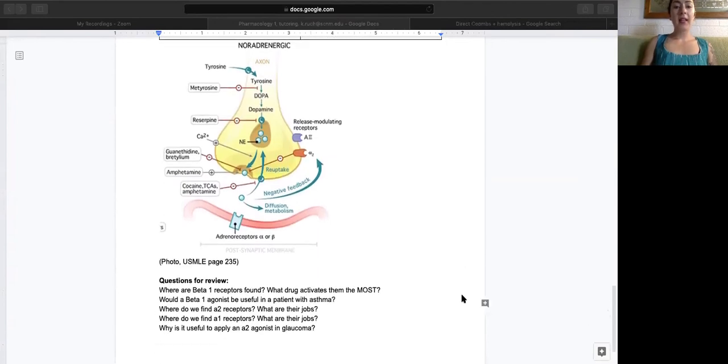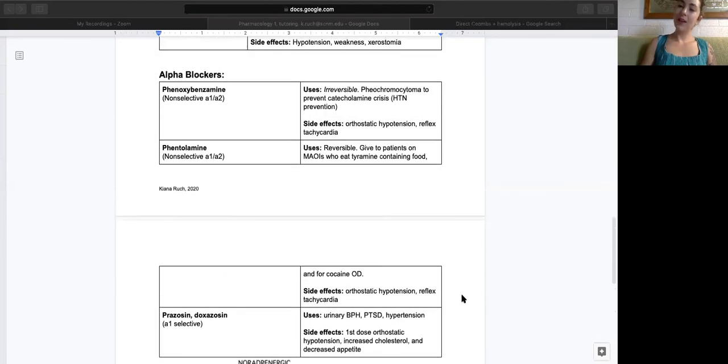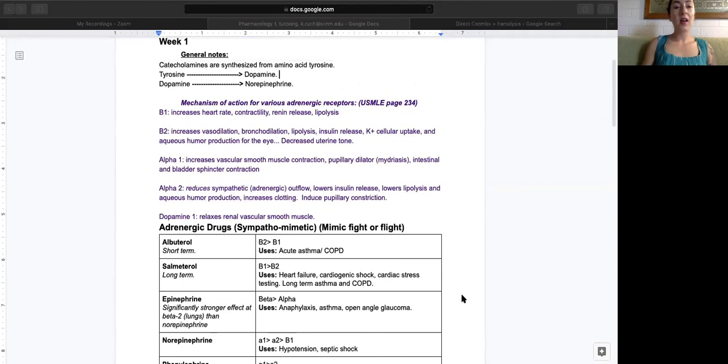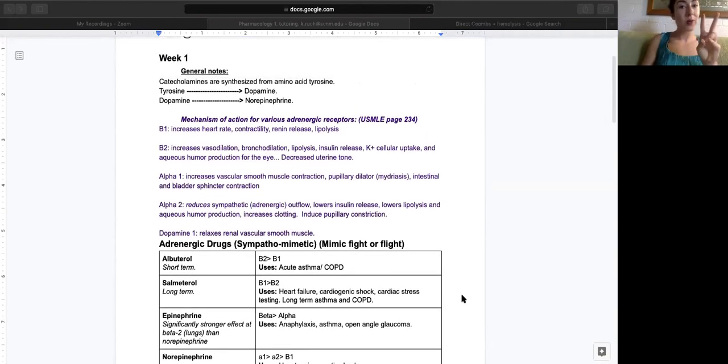Would a beta-1 agonist be useful in a patient with asthma? Maybe. Probably not, though. Why? Because the lungs have beta-2. Remember? 2 lungs. So a beta-2 agonist would be more useful in asthma. So something like albuterol could be used in an asthma attack, which is acute. Beta-2, 2 lungs, acute asthma, albuterol.